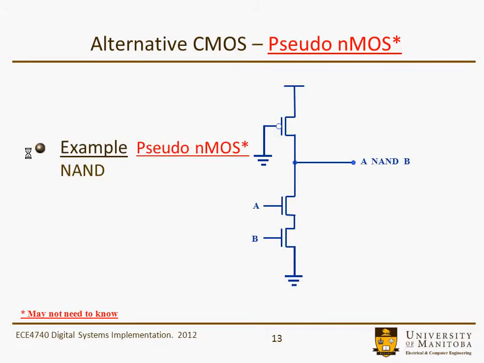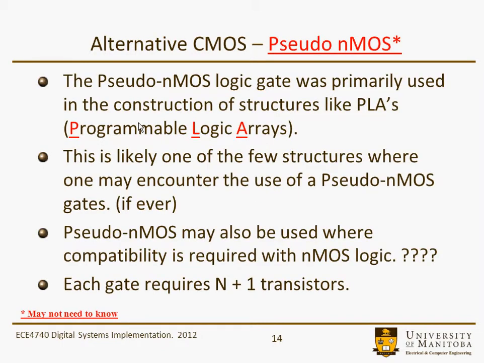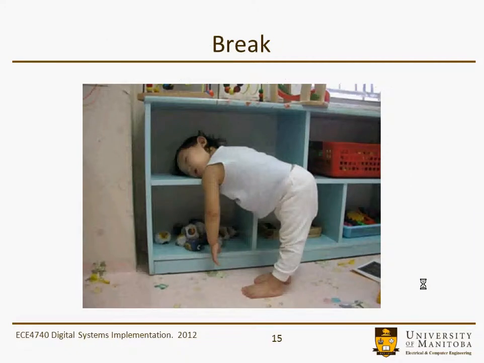There's a schematic of a 2-input NAND gate again in pseudo NMOS, where this is a PMOS transistor which is turned on, but it's relatively resistive. So it means it's longer than a gate typically would be. The only place you may end up seeing them is if you ever look through old papers. You might see things called PLAs, programmable logic arrays, and it's likely one of the few structures where you might encounter a pseudo NMOS gate, if ever. Pseudo NMOS may be used where compatibility would be required with NMOS logic. I can't really imagine any scenario where that would be the case, but each gate only requires N+1 transistors. And at this point in time, take a brief break.